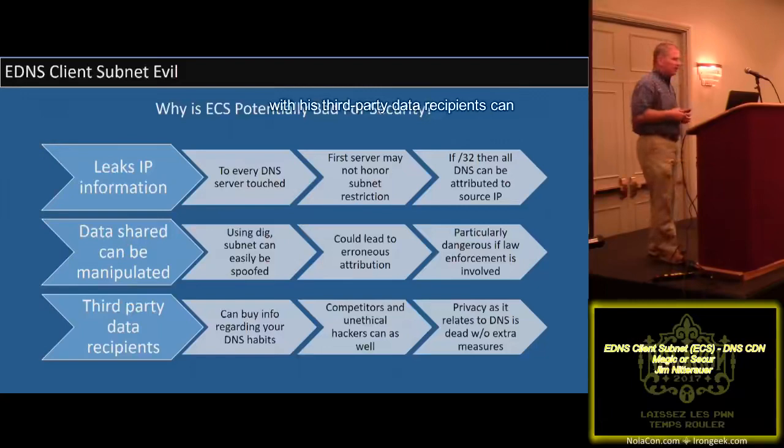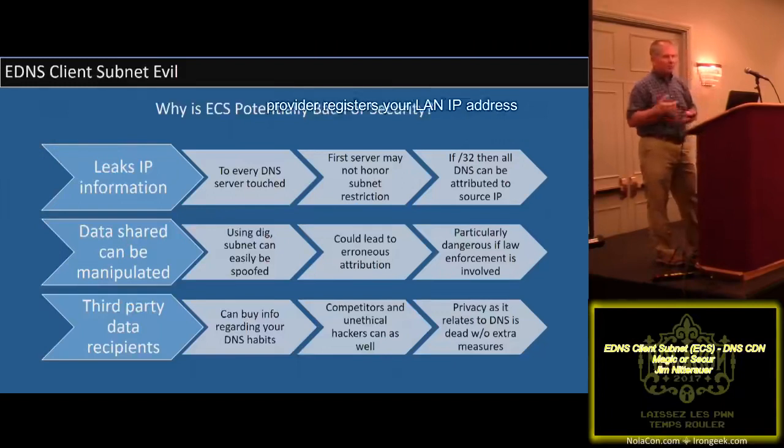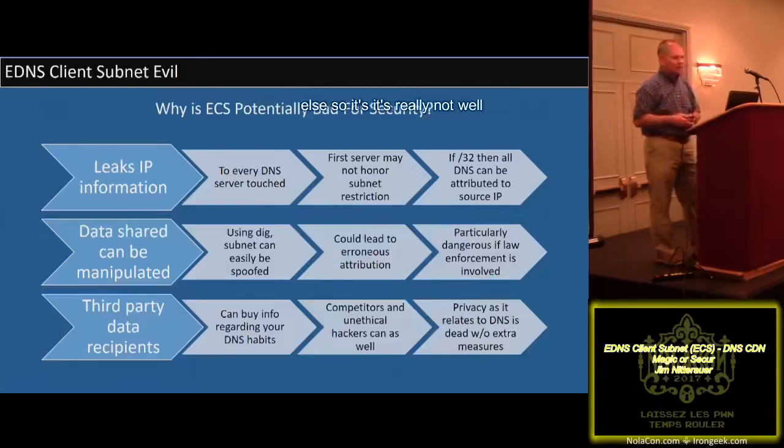And the last problem with it is third-party data recipients can, again, buy the data, and they can see what you're doing. And if your DNS provider registers your WAN IP address in their reverse DNS when you connect, they can correlate the DNS data that they're getting back to who's connected and what the name is and location and everything else. So it's really not well thought out. The implications of what could happen are not solidified. So I would ask your providers if they're supporting this or not supporting it.